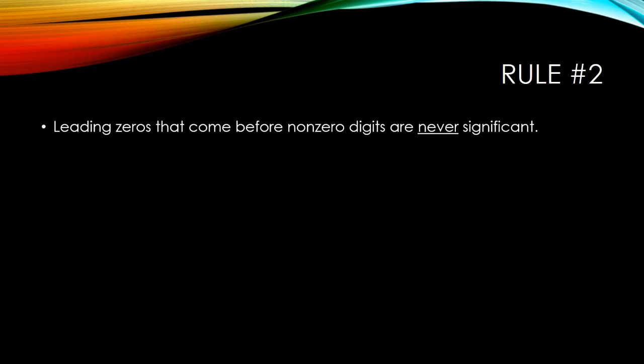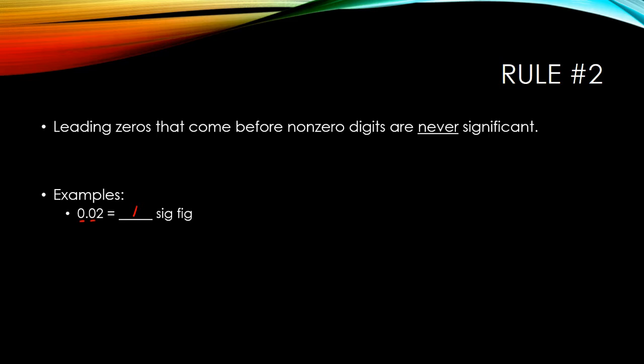Our next rule says that leading zeros that come before non-zero digits are never significant. When it says leading zeros, it's talking about zeros in front of a number. Generally you see this with decimals, so it'd start with 0 point something. Those zeros up front are considered not significant. One example would be 0.02. All of the leading zeros, meaning the zeros in front of the 2, are not significant, so in terms of sig figs, we only have 1 sig fig in this number.